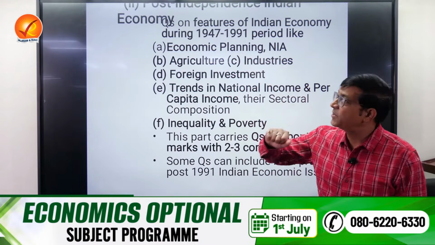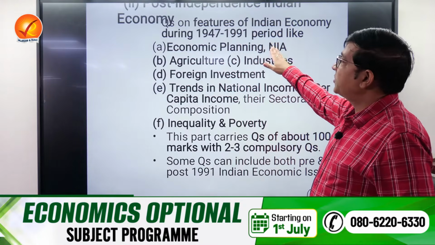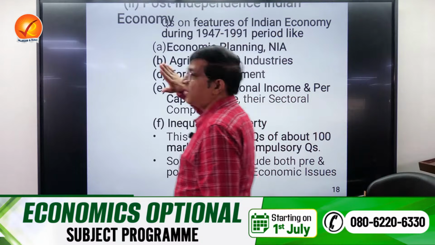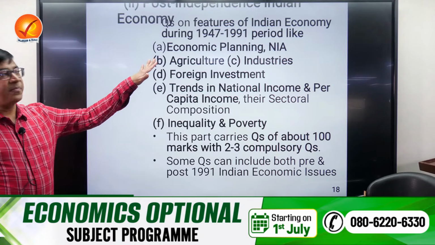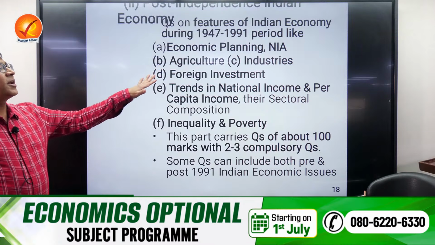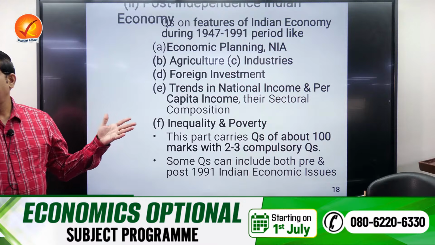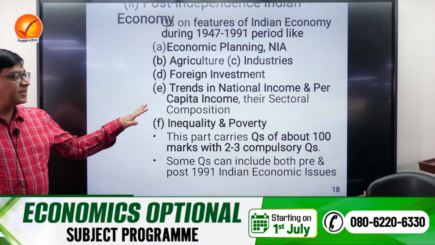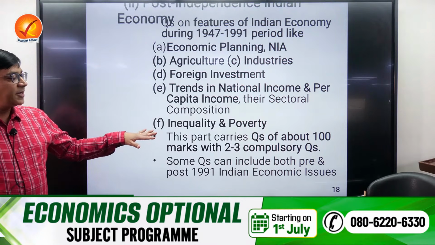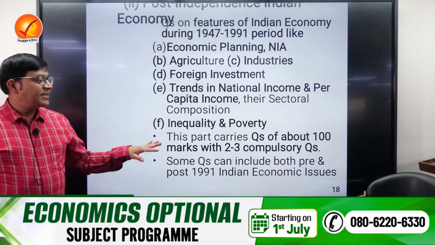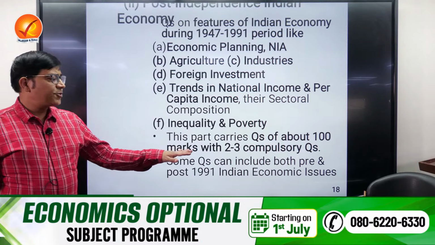Questions are very predictable. The second part is related to post independence. Post independence, when I say, I mean till 91, where we do economic planning, national income accounting, or how was the agricultural sector, industrial sector, etc. in the pre 91 economy. The trends in national income, per capita income, how the sector wise composition was, inequality, poverty, etc. Generally about 100 marks of questions come from here also, with 2 3 compulsory questions.